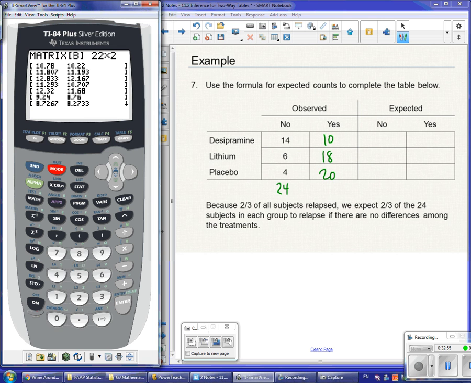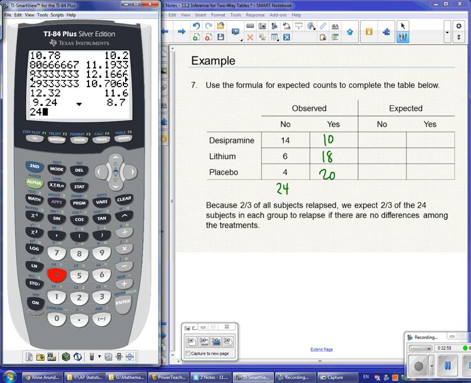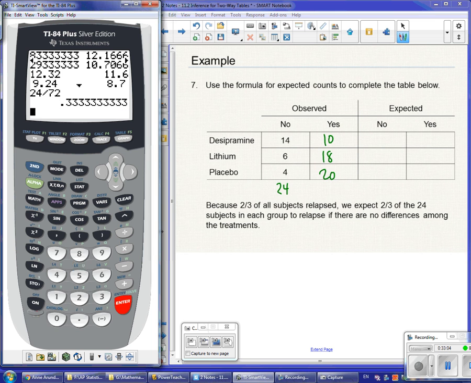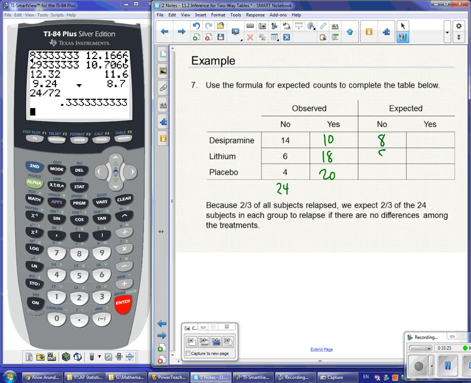Oops, I need to do this on my home screen, sorry. So 24 divided by 72. That works out evenly, doesn't it? It's a third. So a third of all my patients did not relapse. And so if there was no association between the drug they took and whether or not they relapsed, then I would expect a third of every group to not relapse. And so if there were 24 people in each group, I would expect 8 not to relapse.